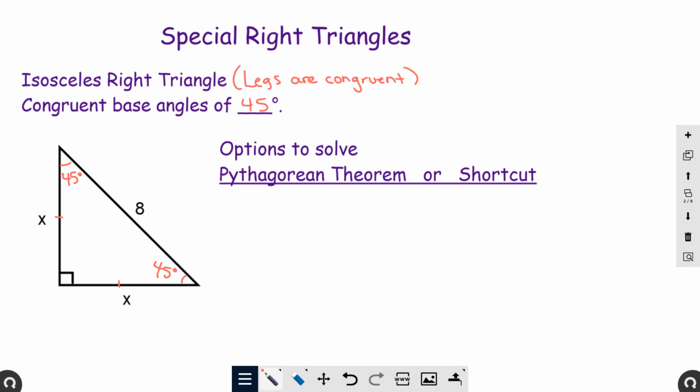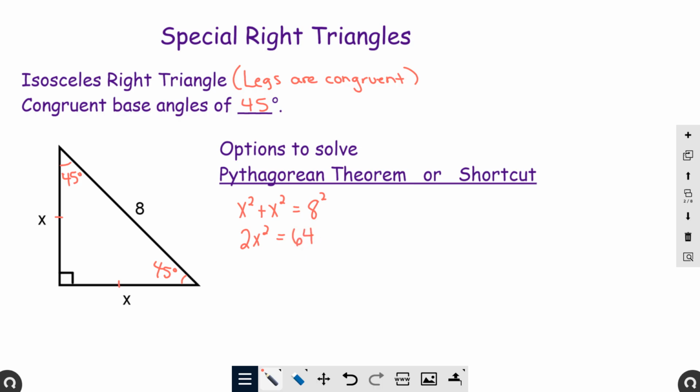Now, there are two ways to solve this. The first way is using Pythagorean theorem, which we have done before, but let's set that up and do it. And then I'll show you the shortcut. So x squared plus x squared equals 8 squared. A squared plus b squared equals c squared, right? Now what's x squared plus x squared? What's 8 squared?